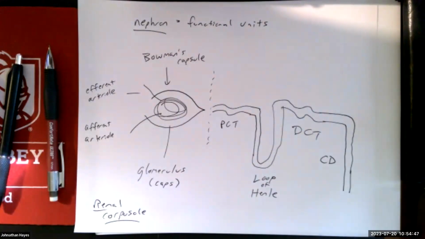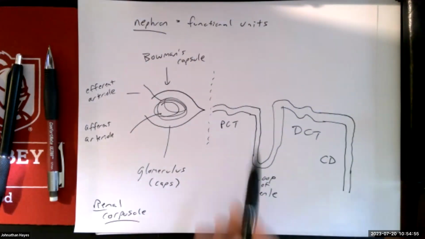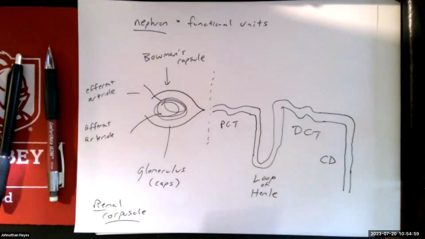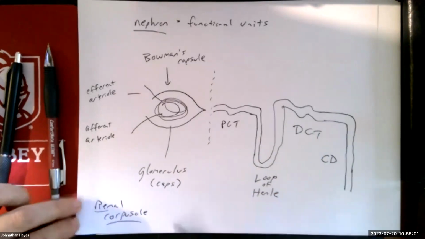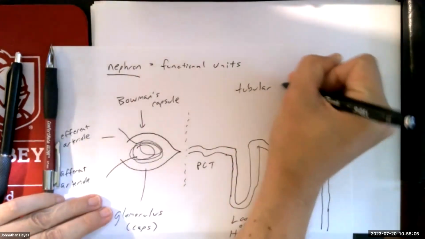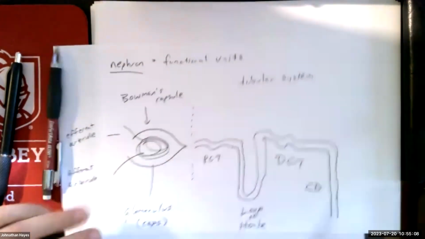If you ever make a diagram more complex than the original, you're doing it wrong. Diagrams are meant to make things simpler so you can understand them. So proximal convoluted tubule, loop of Henle, distal convoluted tubule, collecting duct, all together, that makes the second functional half of a nephron, which we call the tubular system. Okay.